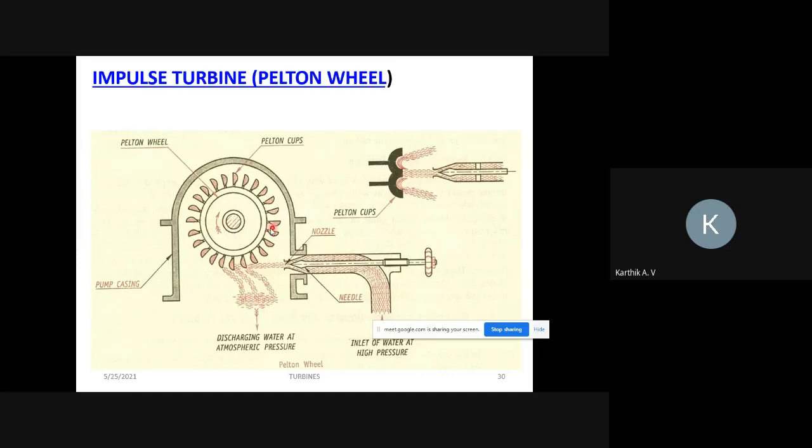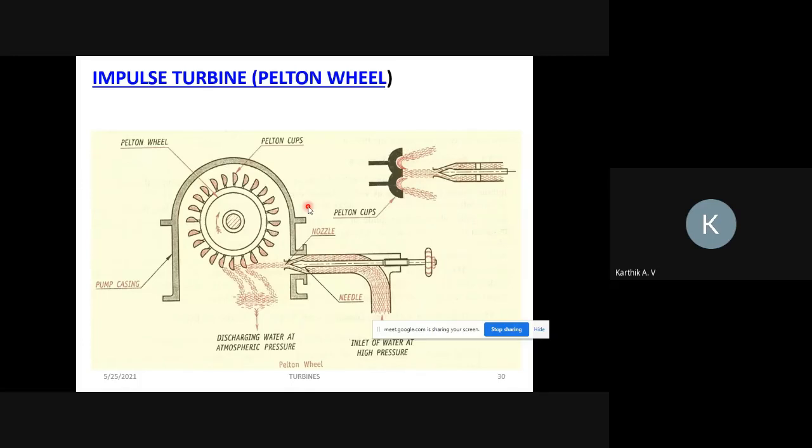Next, this is the runner. Around this runner, a number of Pelton cups will be arranged. This runner is connected to the shaft, and the shaft is coupled to the generator. The generator will convert that rotational mechanical energy to electrical energy. That electrical energy moves to the grid. Power is not possible to store anywhere, so whatever power is generated in the generator goes directly to the grid transformer.